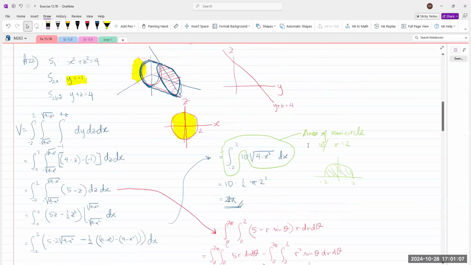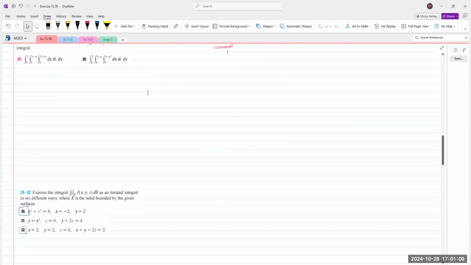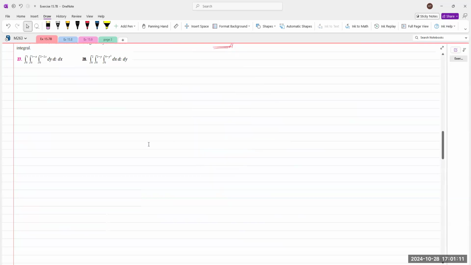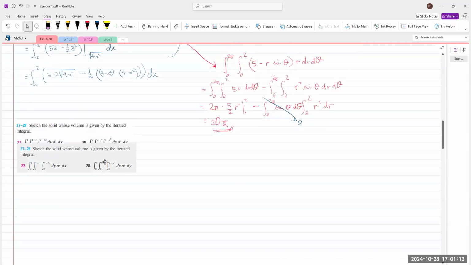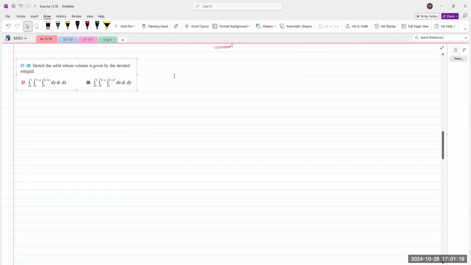Okay, now that's for number 22. Let's go on. Let me remind you again that one of the hardest parts of this section is how to imagine the graph, the solid, and translate it into triple integrals. And now we're going to come from triple integrals and then imagine what the solid looks like. For that reason, I will do two problems here.